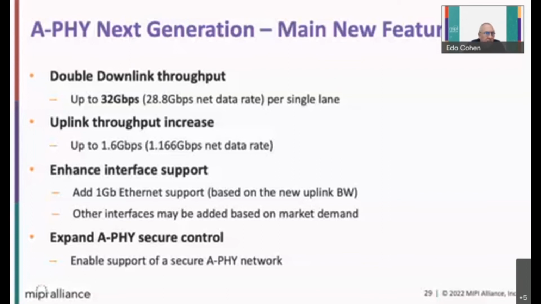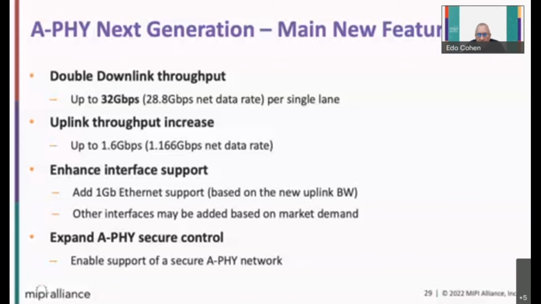The second item is again related to feedback coming from the market, from the different members, and is increasing the uplink bandwidth. The uplink bandwidth will be raised to more than 1 gigabit per second, again to support the emerging use cases and enhance the uplink capabilities to better fit the zonal architecture and the new cockpit environments.